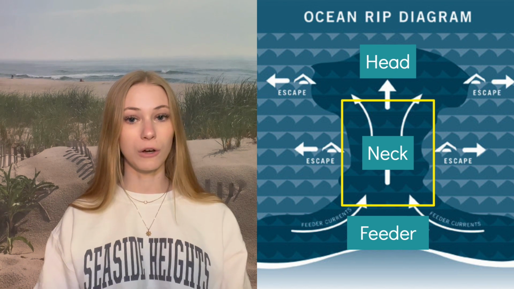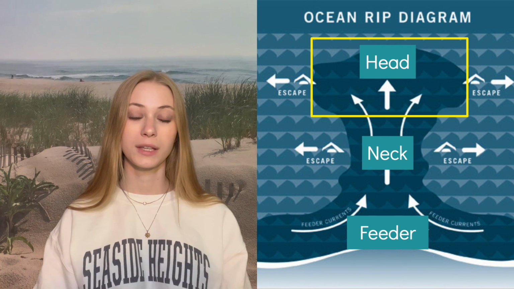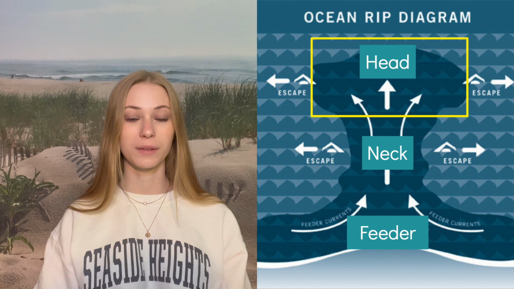The neck is the longer, river-like portion of the rip. The water flows quickly in this part until you get to the head. The head is the end of the rip current. At this point, there's no more force pushing the water outwards away from the shore anymore, and the water from the neck of the rip just mixes back in with the rest of the ocean water.